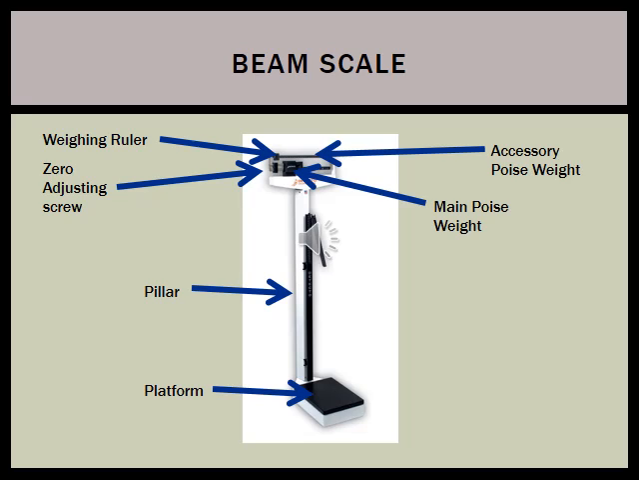Prior to an individual standing on the scale, we need to make sure that the scale is calibrated correctly. All the weights, the main poise weight and accessory poise weights, will be placed on 0. The beam should be balanced. If it is not, we use the zero adjusting screw to calibrate the beam scale back to 0.